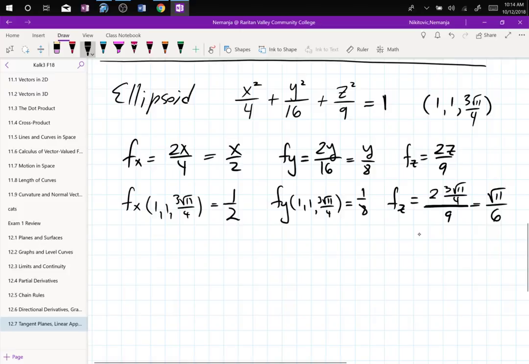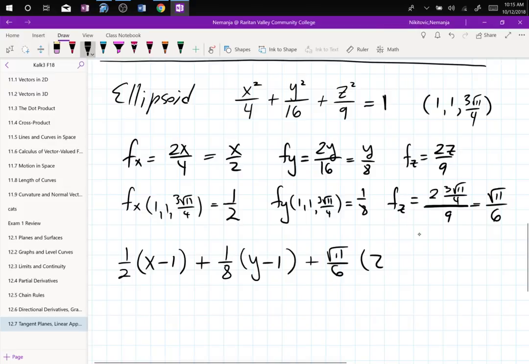So what is the tangent plane? The tangent plane is going to be f_x, so that's 1/2 (x minus 1), plus f_y is 1 over 8 (y minus 1), and then plus root 11 over 6 (z minus 3 root 11 over 4) equal to 0. There's a tangent plane.